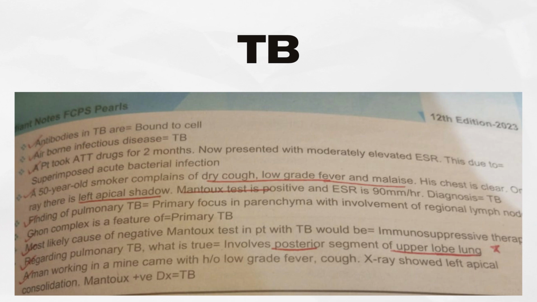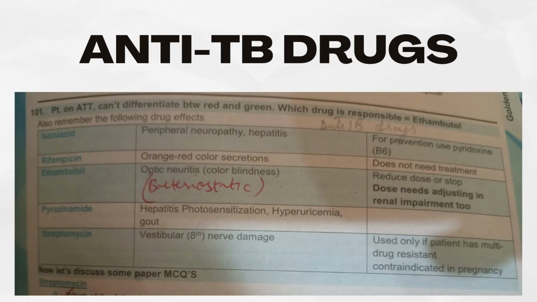Now let's talk about the anti-TB drugs. So there are 5 most important first-line drugs: isoniazid, rifampicin, ethambutol, pyrazinamide, and streptomycin. So they are important. The side effects of these drugs are more important. For example, isoniazid is going to cause peripheral neuropathy and hepatitis. And for prevention of peripheral neuropathy, pyridoxine, that is B6, is added with isoniazid in the anti-TB regimen. Rifampicin gives orange-red colored secretions and does not need any treatment. Ethambutol causes optic neuritis, that is color blindness.